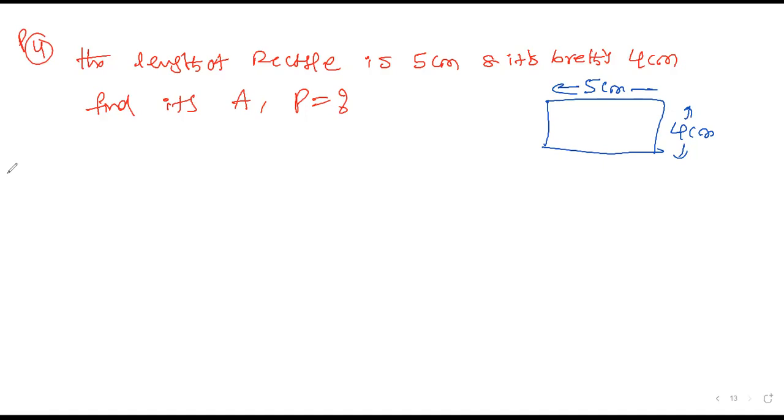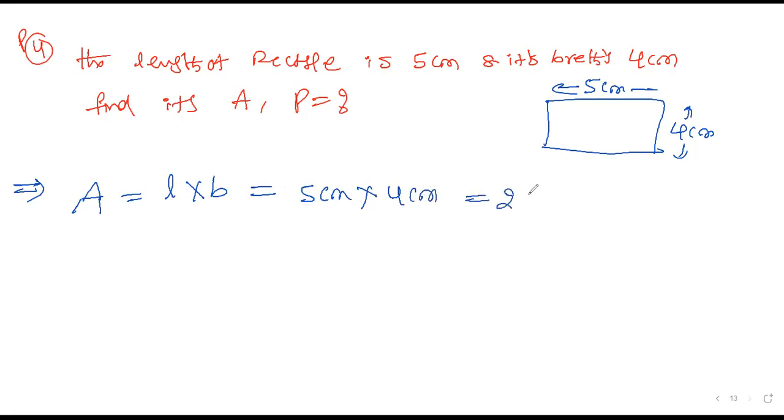After this, you people have to know the formulas. What's the area of a rectangle? Area of rectangle is L into B. So please substitute the value of L, substitute the value of breadth. What is the answer? 5 into 4 is 20 centimeters square. For area I put centimeter square.